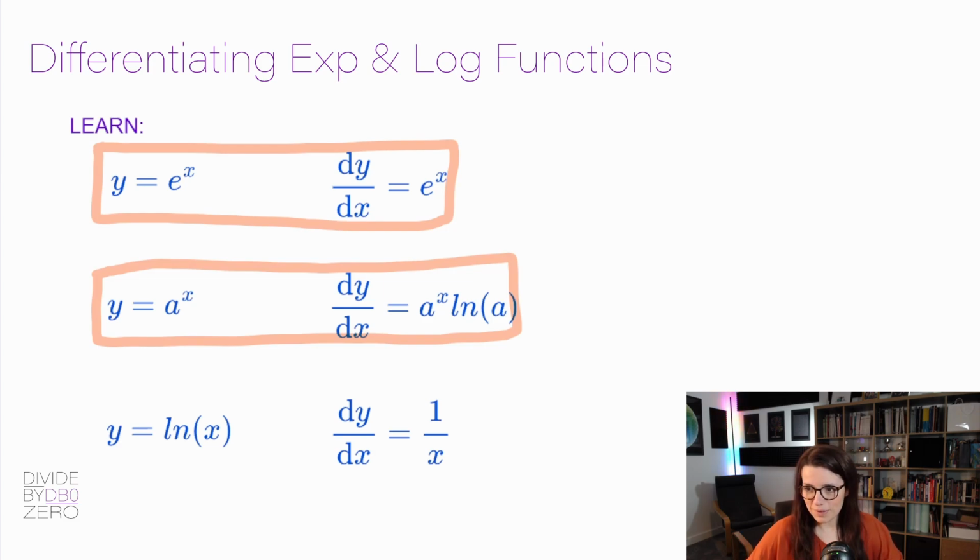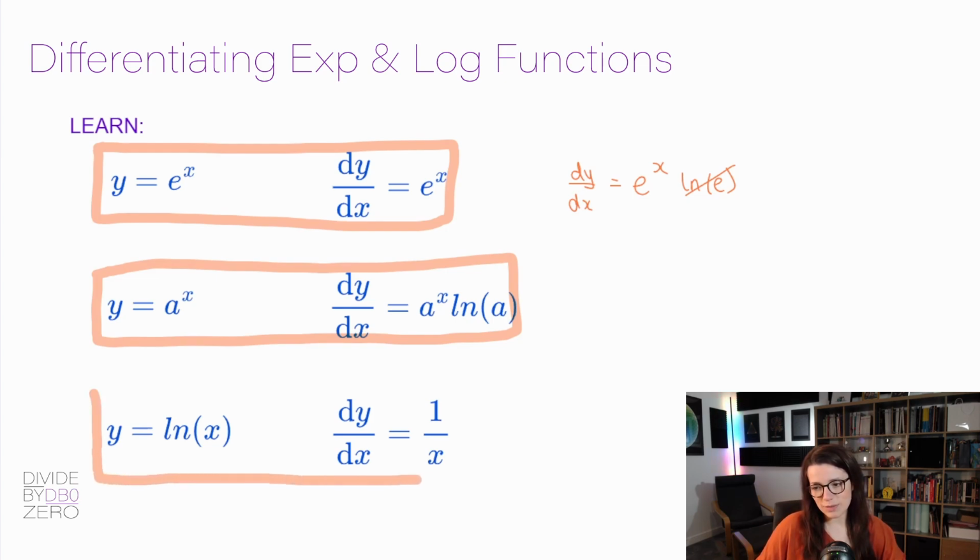I'll show you why. Because another way of writing dy/dx would be e to the x ln e, and then ln of e is just 1, or you can think about it as cancelling each other out because they're inverses of each other, so you just end up with e to the power of x. Last result to learn is that if y equals ln x, then dy/dx is 1 over x. That's it for the rules, so now I have 3 examples to work through.